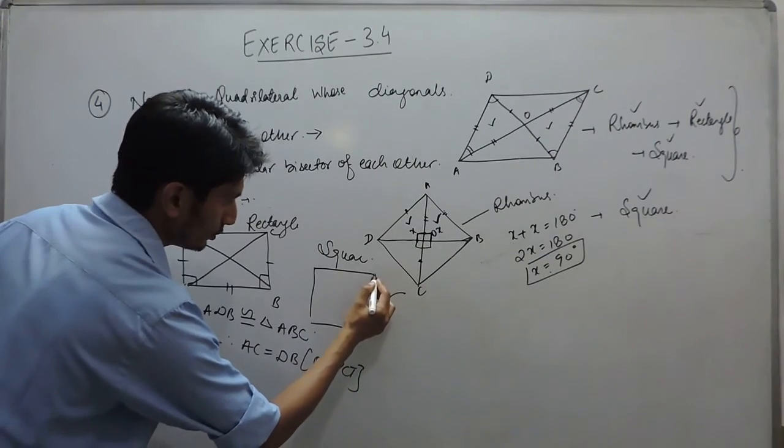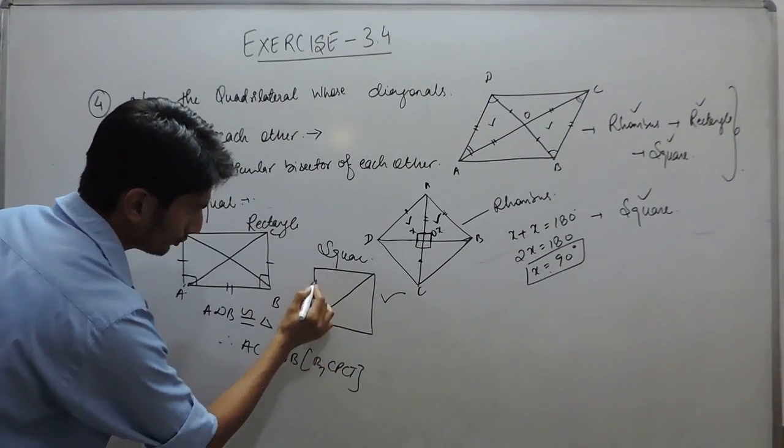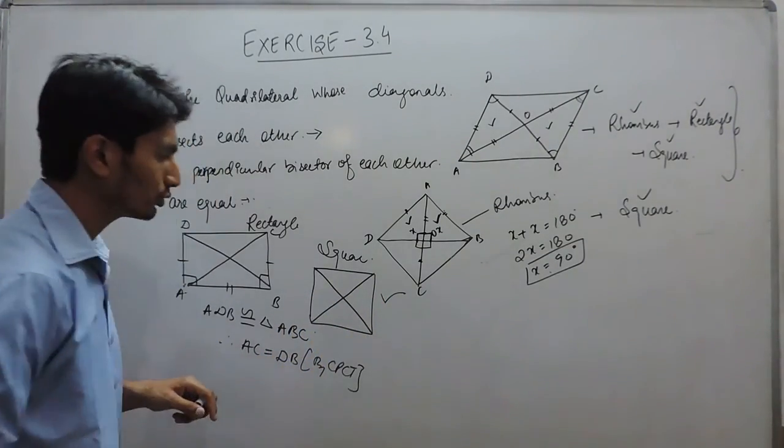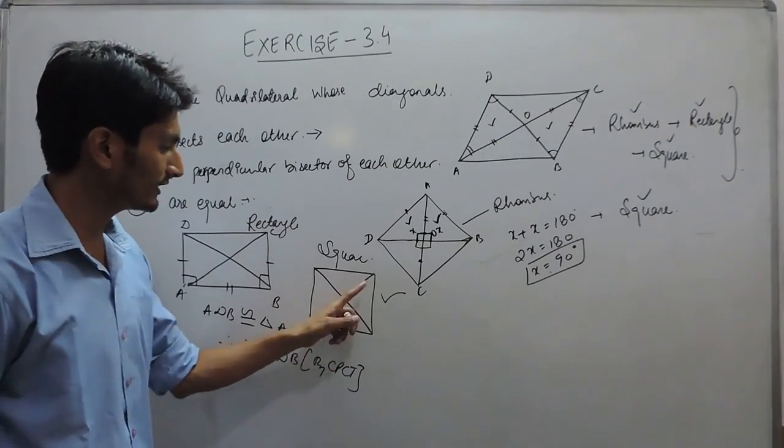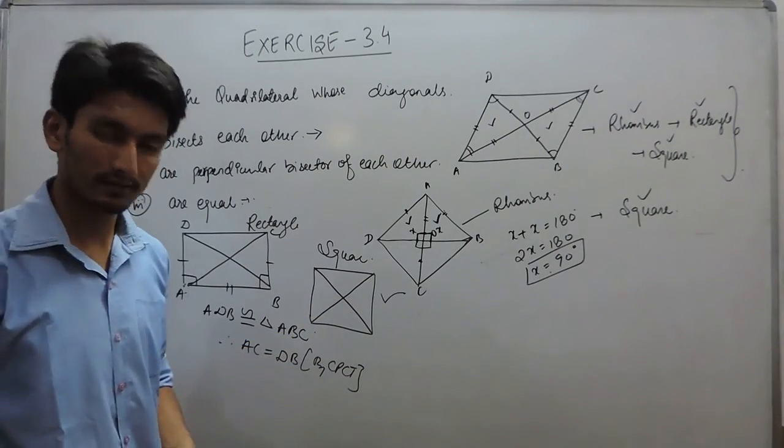Same case with this, you can again prove these two diagonals equal by proving these two triangles as congruent. Thank you.